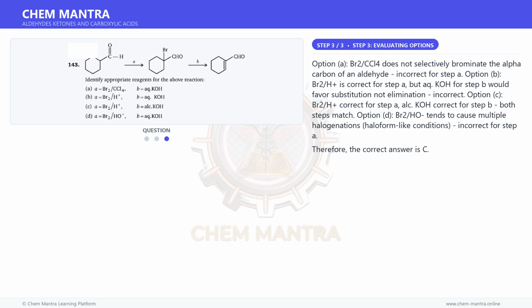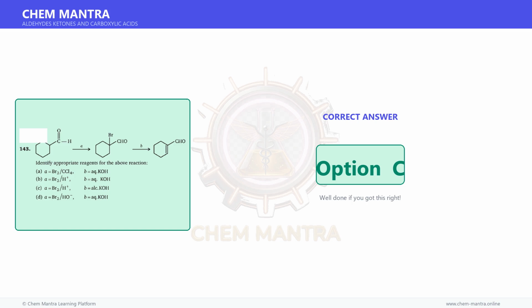Incorrect. Option C. Br2/H+ correct for step A, alc. KOH correct for step B. Both steps match. Option D. Br2/HO- tends to cause multiple halogenations, haloform-like conditions. Incorrect for step A. Therefore, the correct answer is option C.